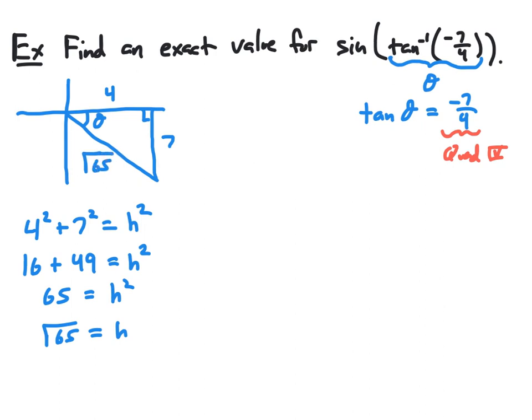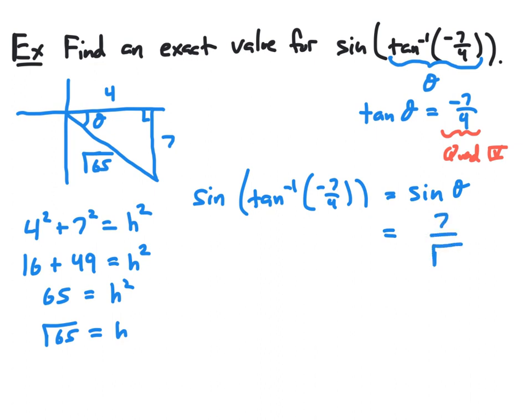And so now that we have all three of our side lengths, we can compute any trig function that we want of this particular triangle. So we have sine of inverse tangent of negative 7/4. We know that that is going to be equal to the sine of theta, because we defined theta to be that angle inside the sine function. And now we just use our triangle to find the sine of this angle. And so the sine is, of course, the opposite over the hypotenuse, so 7 over square root 65.